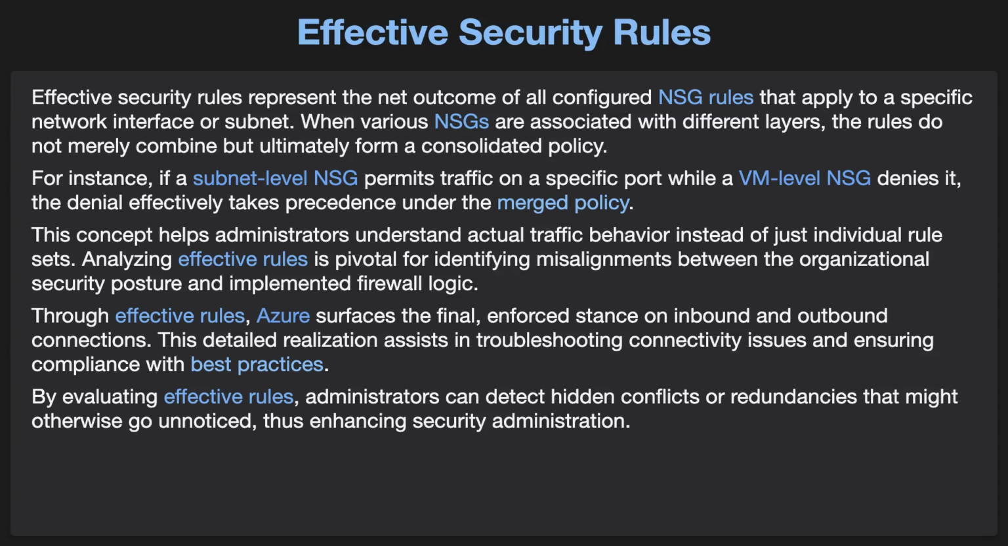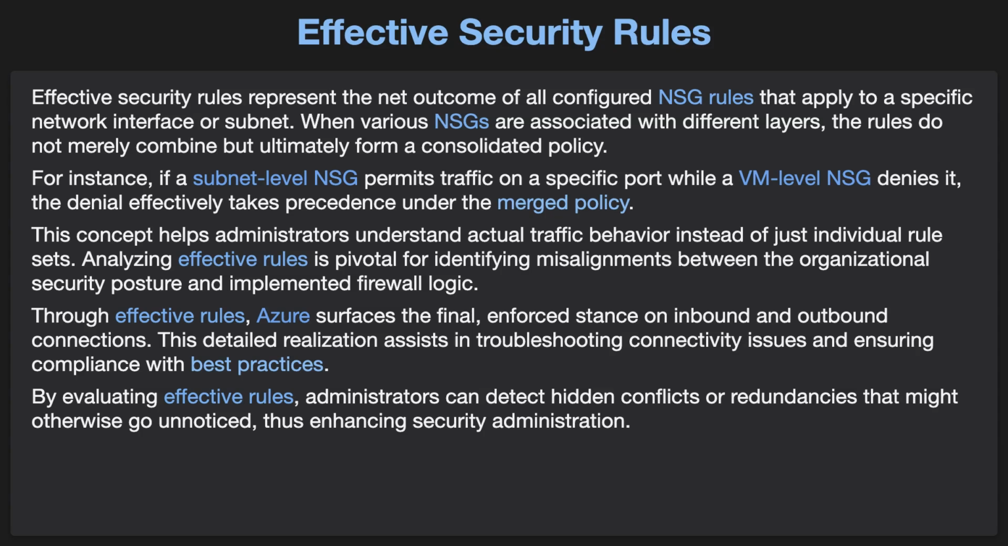Effective security rules represent the net outcome of all configured NSG rules that apply to a specific network interface or subnet. When various NSGs are associated with different layers, the rules do not merely combine, but ultimately form a consolidated policy. For instance, if a subnet-level NSG permits traffic on a specific port while a VM-level NSG denies it, the denial effectively takes precedence under the merge policy. This concept helps administrators understand actual traffic behavior instead of just individual rule sets.